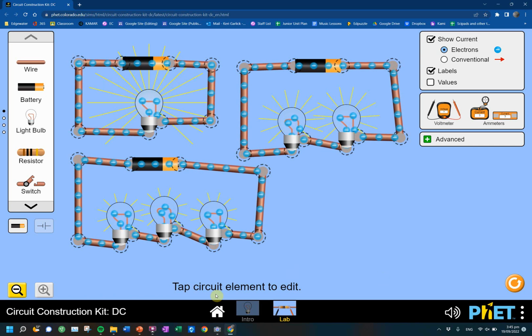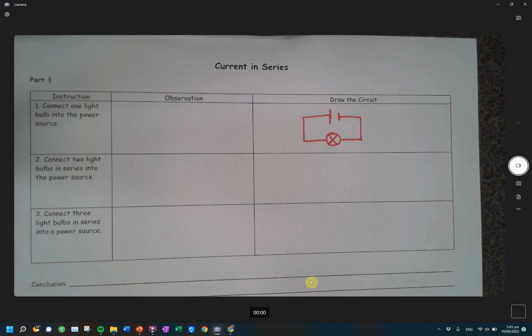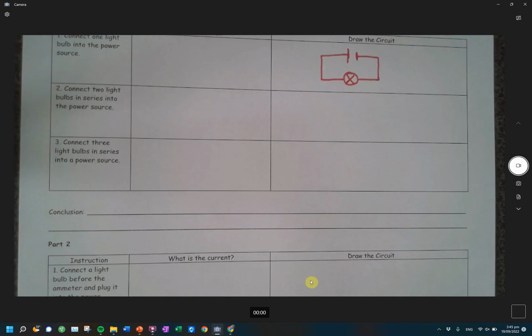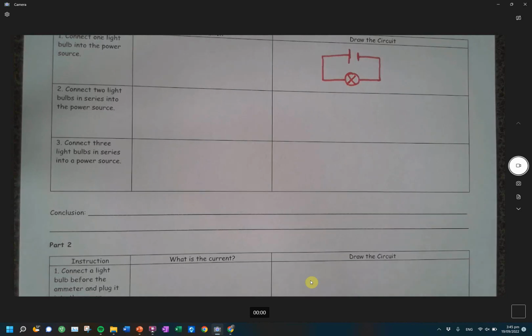All right, so now we have to have a conclusion. So we're stating our trend that we notice happening to this. So what we notice in this first example is that with each additional light bulb connected in series, series is the example that we're looking at, so everybody is in one circuit, the light bulbs become dimmer with each addition.